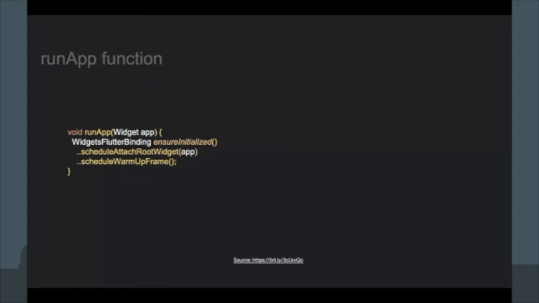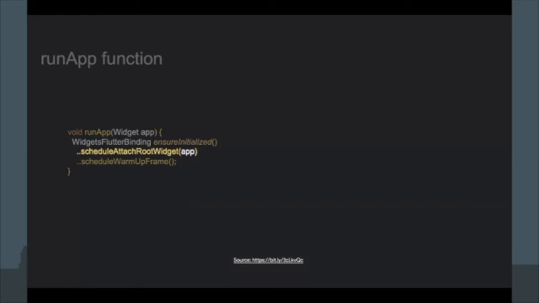By the way, the code snippets that you will be seeing with this kind of source are from the Flutter SDK. And if you don't see it, it's from the example. So in the Flutter SDK, we have a runApp function, which is doing widgets binding initialization, scheduling an attachment to the root widget, and warming up the frame. What do we mean by this?